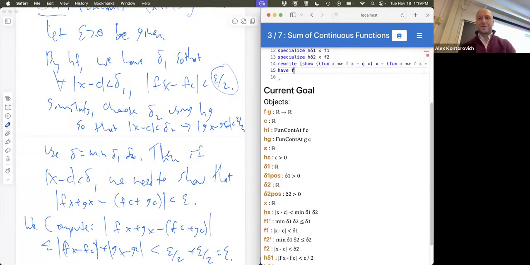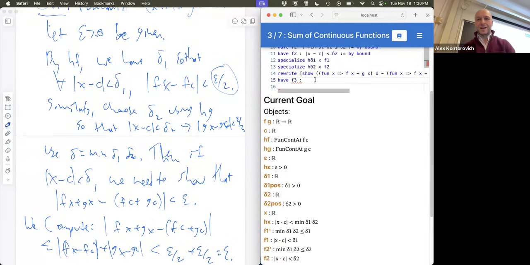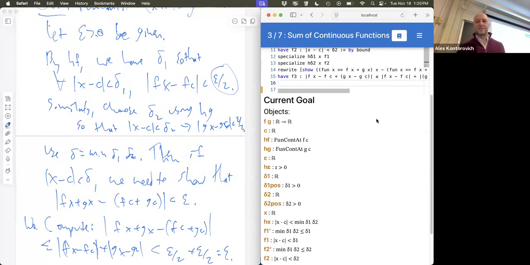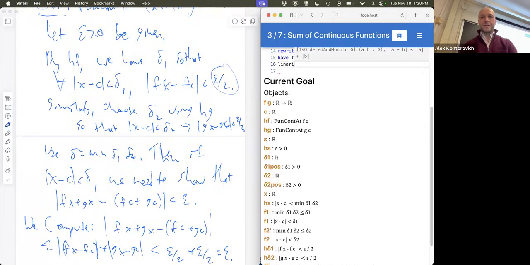Okay. We have f3, which is this thing, is less than, yeah, good. It's less than or equal to this plus that by apply abs add. Okay, good. And that's at most epsilon over 2. So now it's linarith with f3, h delta 1, h delta 2, and f3.